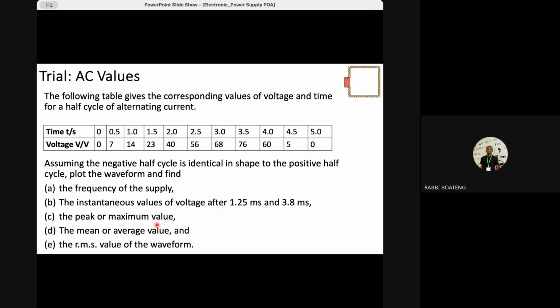And we have to look for the peak or maximum voltage. And we have to look for the average or the mean voltage. And the last thing, we have to look for the root mean squared voltage of the waveform. Please, do we understand the question? Can we try it out? Yes, sir. Please, let's try.